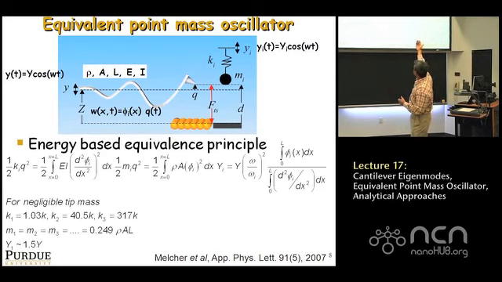point mass oscillator. The kinetic energy of the point mass oscillator is 1/2 m q-dot squared, correct? q is the tip displacement. That's it. So what is the value of m for which the kinetic energy of this continuous beam matches that of a point mass oscillator?